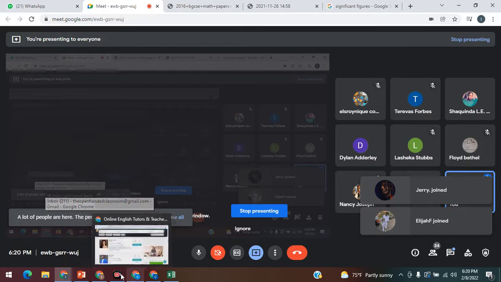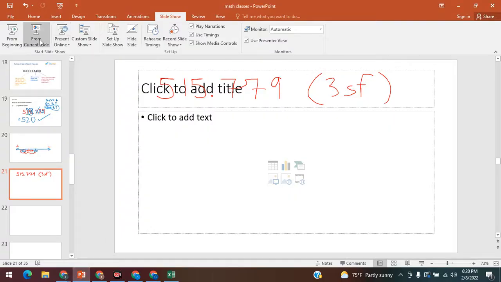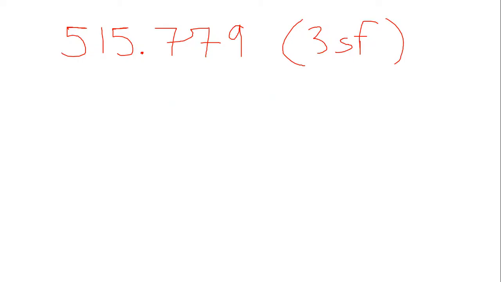So let's go back to our question. We want to write this number to three significant figures. Which one will be our first significant figure? 5. The second significant figure would be 1, and then the third significant figure would be 5.